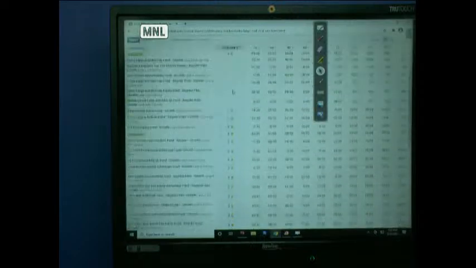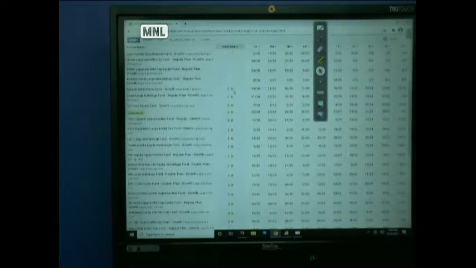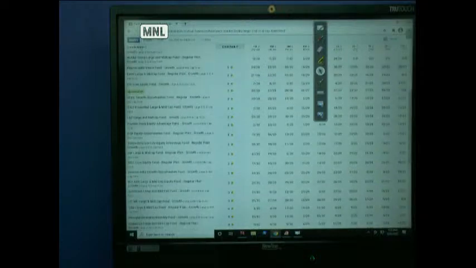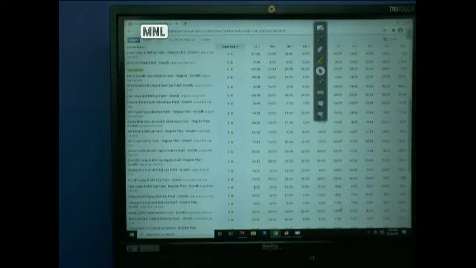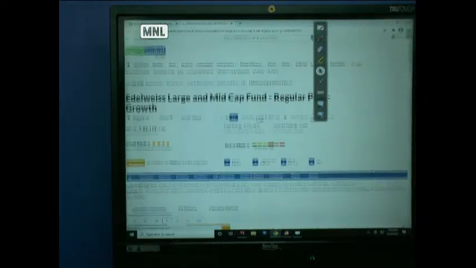We will try to choose any one of the funds. Okay, so this Tata large cap and mid cap fund, and then Edelweiss large and mid cap fund regular plan. So large and mid cap fund, let's see what the performance is. Edelweiss large and mid cap fund.